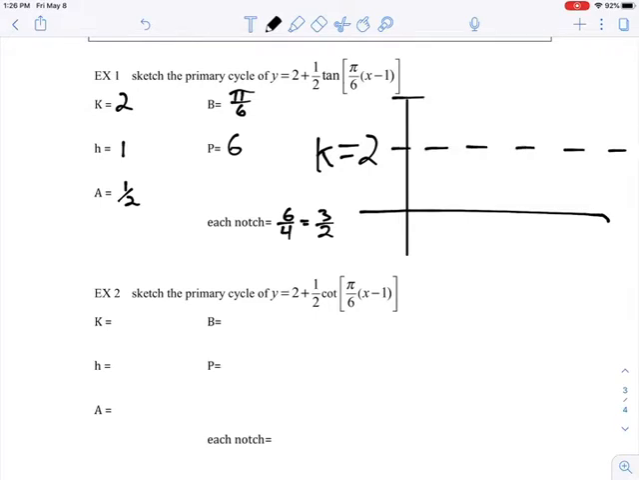K plus A equals 2.5. K minus A, we'll call it down there, K minus A equals 1.5. My pen's not working very well right now. Anyway, that's our setup. That should be really easy for us right now.